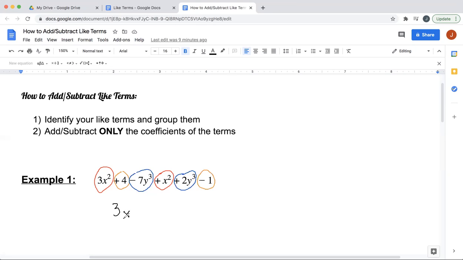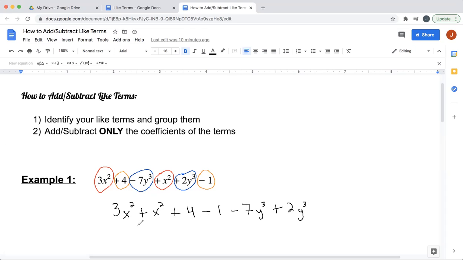I'm going to just place them back to back down here to begin adding and subtracting. So we have 3x to the power of 2 plus x to the power of 2. That's the first pair. The second pair is plus 4 and then the minus 1 from here and here. And then we have the last pair, which is negative 7y to the power of 3, and then the positive 2y to the power of 3.